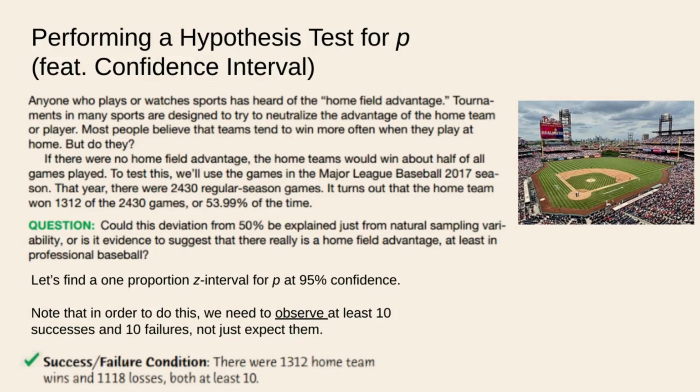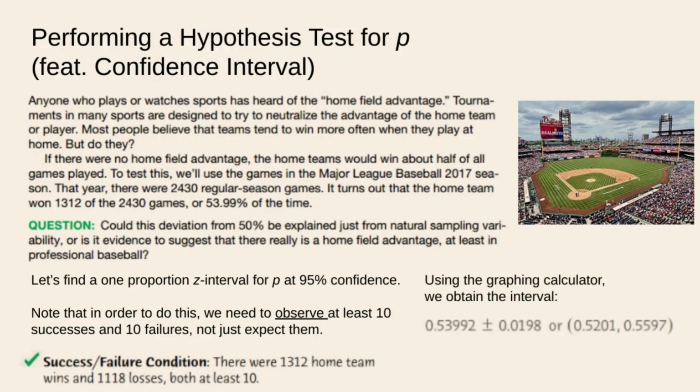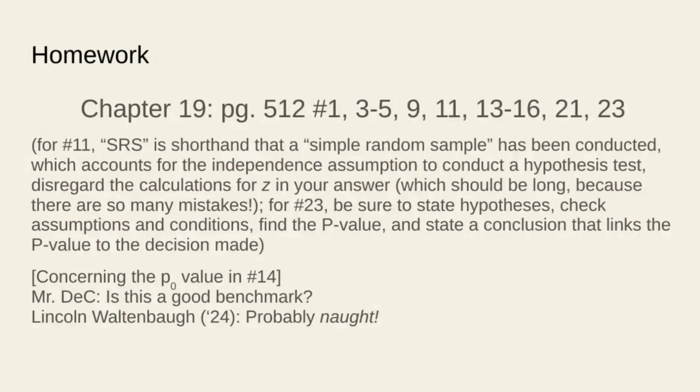We've already checked all the other conditions for a 1 proportion z interval before. We just needed to make sure that we have observed, not just been able to expect, at least 10 successes and 10 fails. All right, so just as the calculator told us, our interval is about 52% to 56%. Here is the answer expressed in terms of a plus minus. This is a common way of displaying confidence intervals. This is what we get from the calculator explicitly.